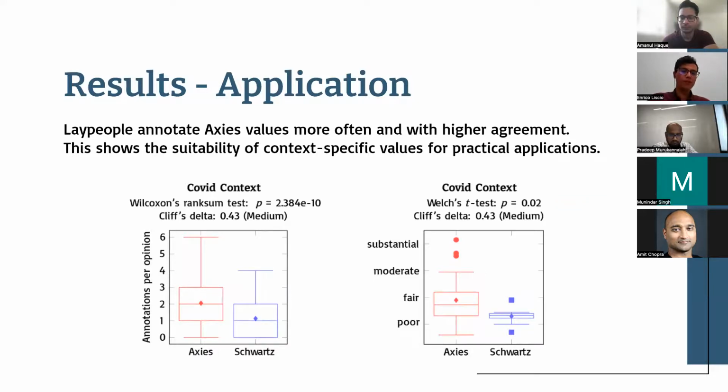And we saw that on the left, people used twice as many Axies values to annotate as Schwartz values. And they did that with a clearly higher agreement, showing that it's easier and more intuitive for humans to annotate text, to use this concretely with context-specific values rather than with basic values.